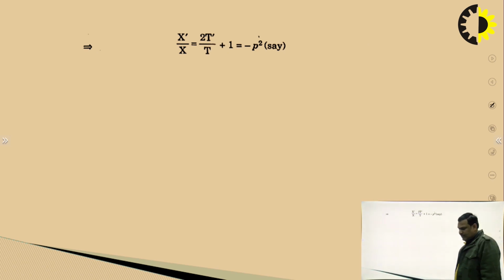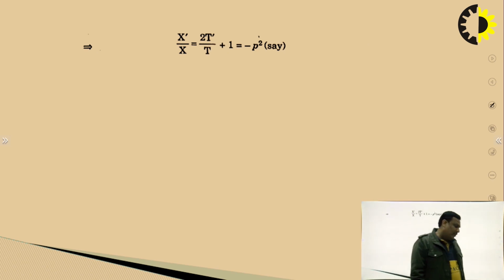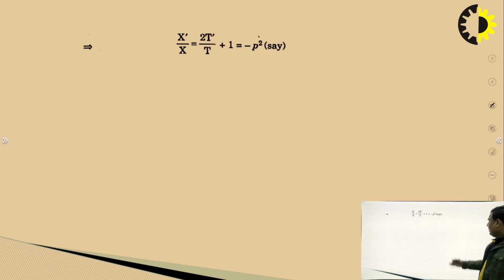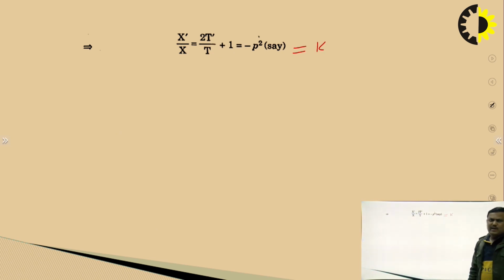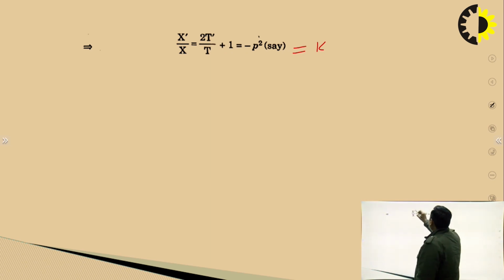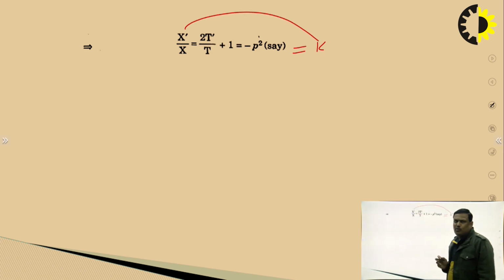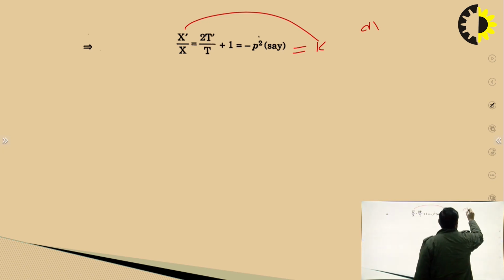Like here, minus p square is taken as a fixed parameter for the one-dimensional heat equation and wave equation, so anything you can take, k or p square, it does not matter. Now, for solving such equations, let's take them one by one. Firstly, we take X dash upon X equal to k, meaning dX upon X equals k dx.